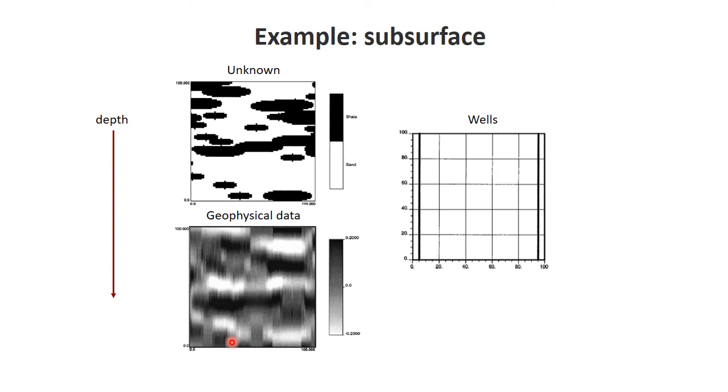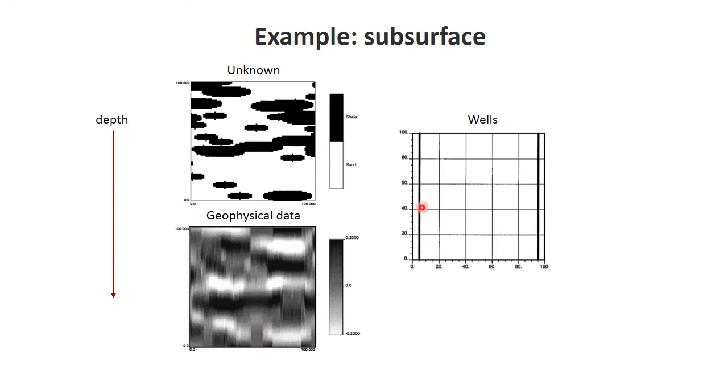Now, what seismic measures is not where the sand is, but where the contrast between sand and shale is. So, for example, here we see that it goes from white to black. And so this line here, this intersection, basically has to do with the contrast that is appearing here. So this essentially is saying there's a boundary there where we have a change in geophysical properties, and particularly velocity or impedance.